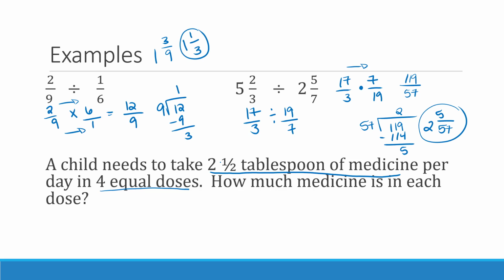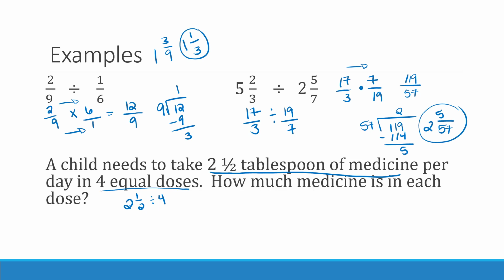We don't want to give the medicine all at one time. We're taking something and we're splitting it up. So if we want to take the 2.5 and split it over 4 doses, let's look at what that looks like. 2 1/2 divided by 4. There's a lot going on here. First, we want to write each one of these as improper fractions.